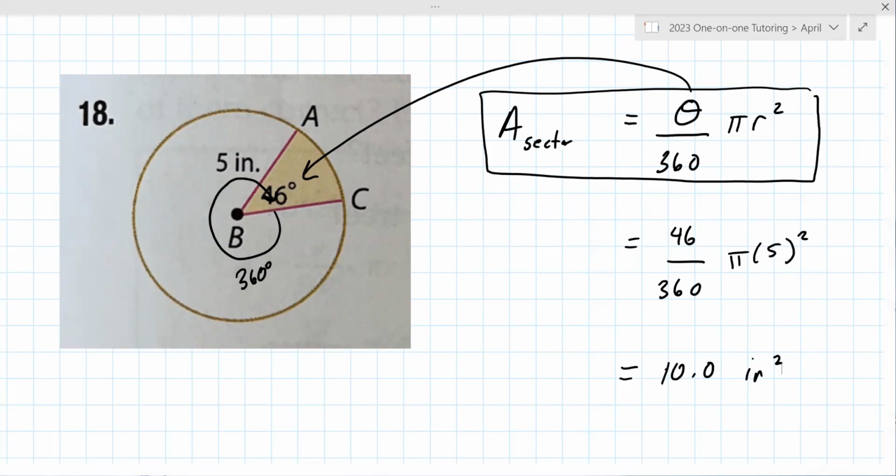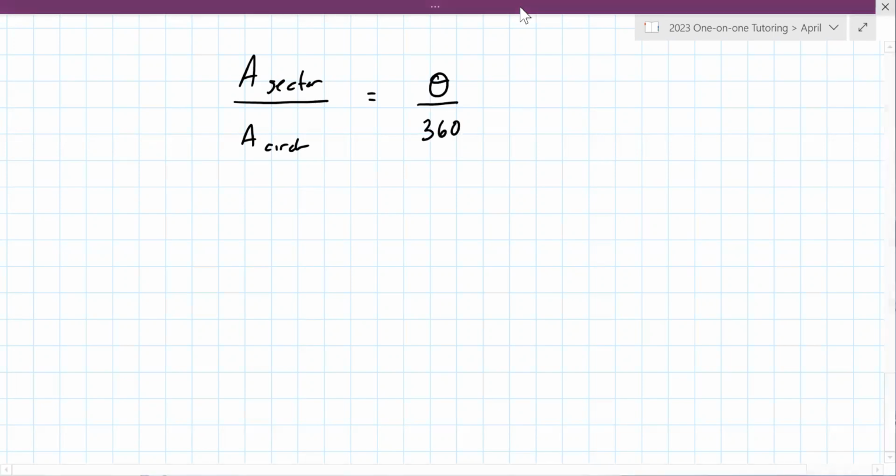Just real quick, what is the formula you were giving me? The area of the sector divided by the area of the circle equals the measure of the central angle over 360.